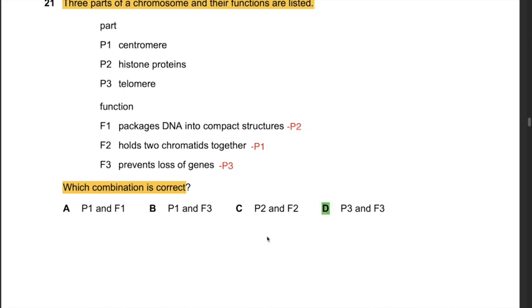The other combinations are incorrect, because the correct combinations are centromere holds two chromatids together, histone proteins package DNA into compact structures, telomere prevents loss of genes, F1 matching to P2, F2 matching to P1, F3 matching to P3. Hence the answer is D, P3 and F3.